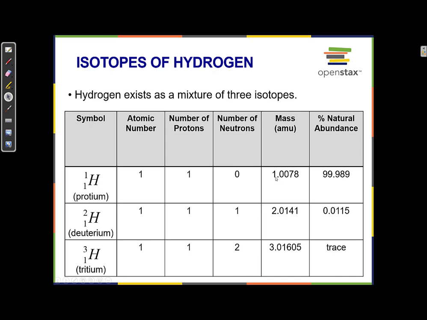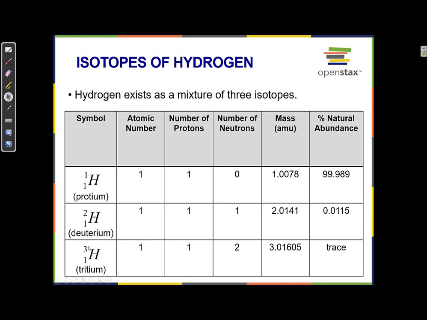The mass of protium is 1, because it has one proton. The mass, and these are in AMU. The mass of deuterium is 2, because it has one proton and one neutron, and they're about 1 each. The mass of tritium is 3, because it has 2 neutrons and 1 proton. So notice how this is the mass number. It's a whole number, 3. And this is the mass, 3.01605. The mass of tritium is not a whole number.